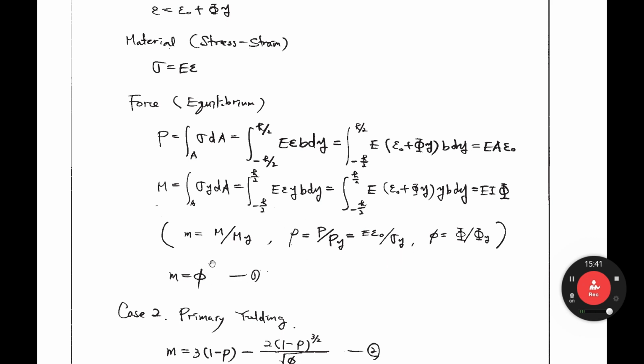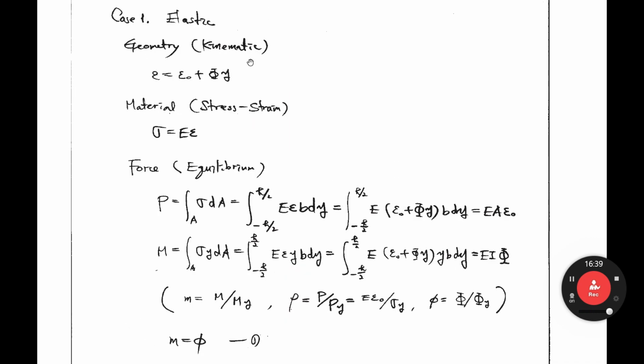So as you see, the moment equals EI curvature, right? My, the yield moment, equals EI yield curvature. So EI is deleted. The remaining one is curvature over yield curvature. That is identical to this small phi, right? So from this equation, we get the equation: small m equals small phi. That is equation 1 for the elastic range.